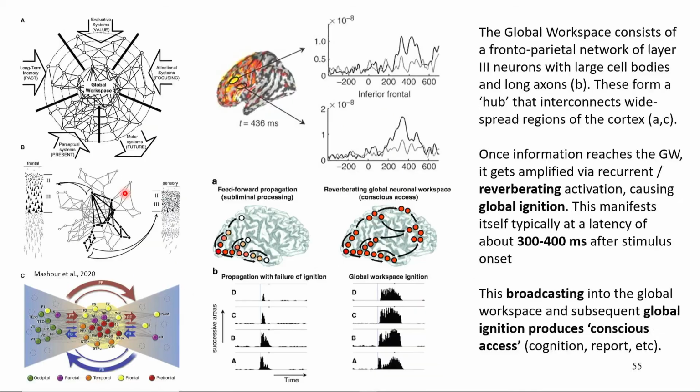This global workspace activation typically means activation of this large frontal-parietal network with these large cell-bodied neurons with long axons and stuff. They also champion this idea that once you get activation of this frontal network, you get recurrent reverberating activation, which they then call global ignition. But this typically happens later than the things I talked about, typically at a latency of about 300 to 400 milliseconds.